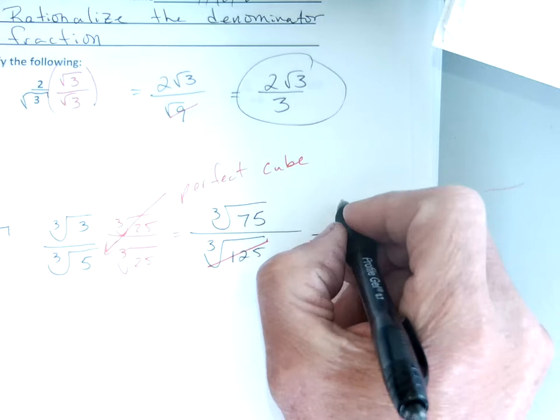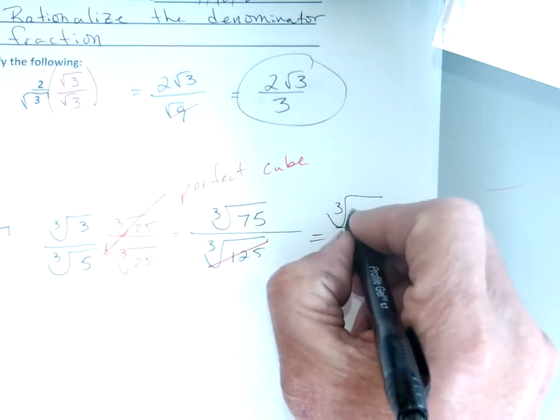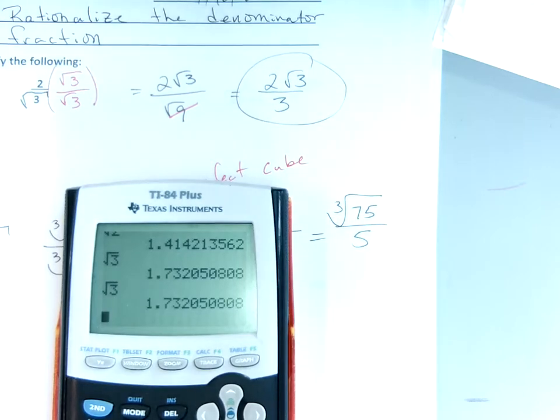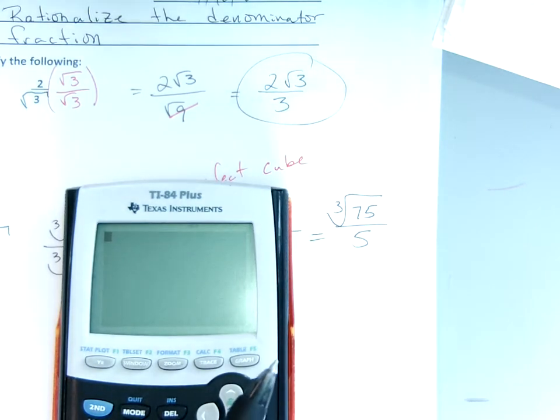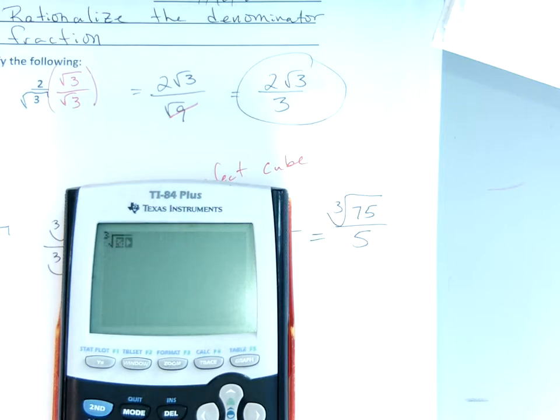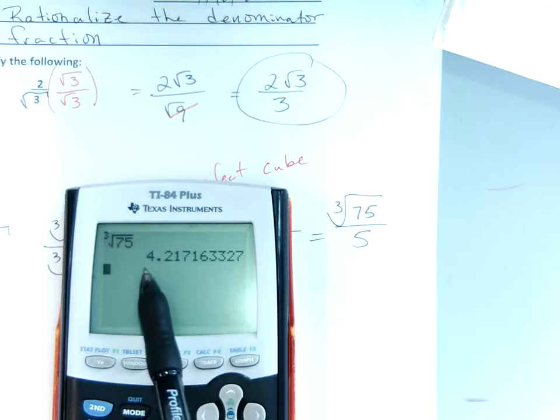And the cube root of 75 is not a nice number. It's an irrational number, but it's on the top. So we don't care. Okay, so same thing. I've got then the cube root of 75. I would rather keep that number instead of that number.